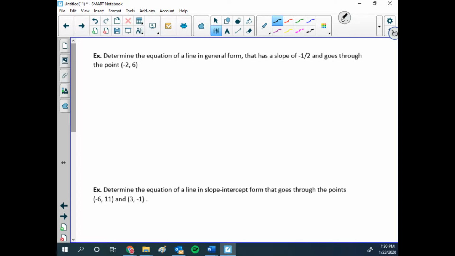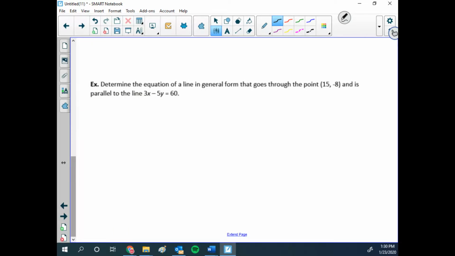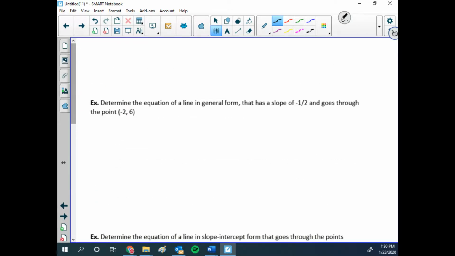So the first question says determine the equation of a line in general form that has a slope of 1/2 and goes through the point -2, 6. And so a lot of people will make this mistake. They'll be like, hey, general form, boom, boom, throw some numbers in and I'm good. Doesn't work that way, right? We can't jump into general form. So they gave me slope. They gave me a point. That means I'm going to start with slope point form.